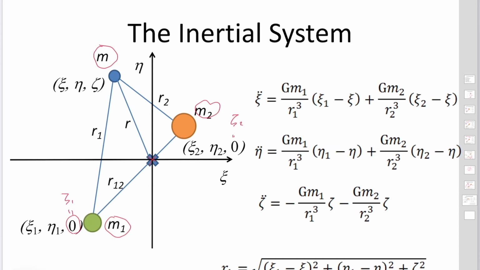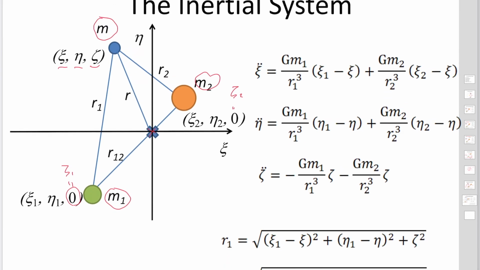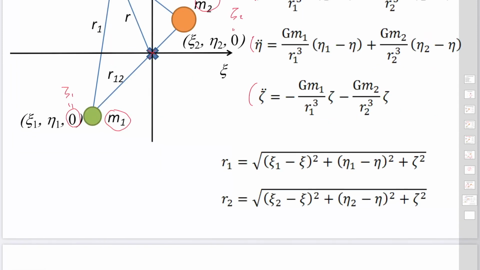So the coordinates are xi, eta, and theta. So the equation is expressed in 3D. So the equation for xi, and then eta, and this is the acceleration. Eta and theta. The distance here and here. Actually, the distance between the two objects is r sub 1 2.